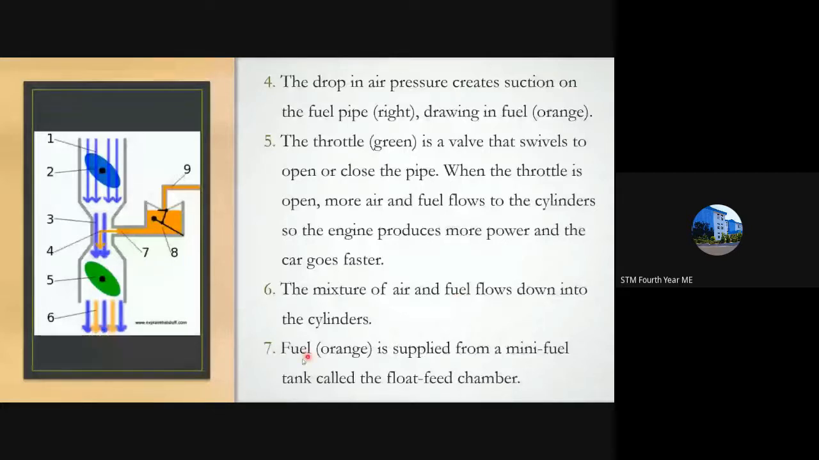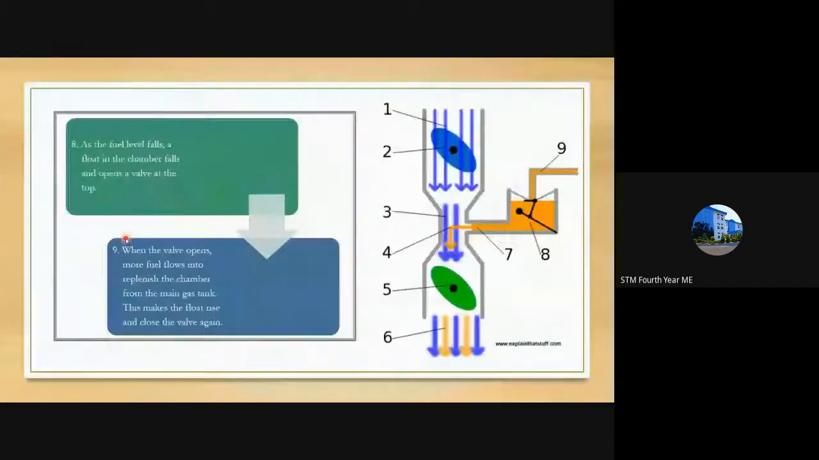In the seventh region, fuel is supplied from a mini fuel tank called the float feed chamber. So this is the seventh portion. From the float chamber, it escapes into the fuel discharge nozzle, and through the nozzle, it escapes into the venturi. That is the seventh region. And in the eighth region, you can see that as the fuel level falls, a float in the chamber falls and opens a valve at the top.